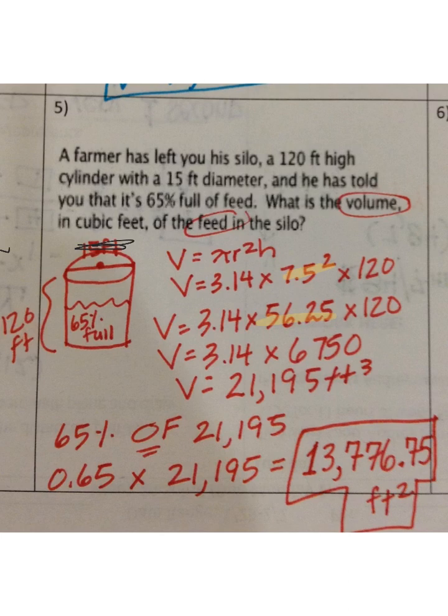But there's the second part. We want to find 65% of this. So of means to multiply. I changed the percent to a decimal and multiplied. So your correct answer is 13,776.75 square feet. Actually, cubic feet.